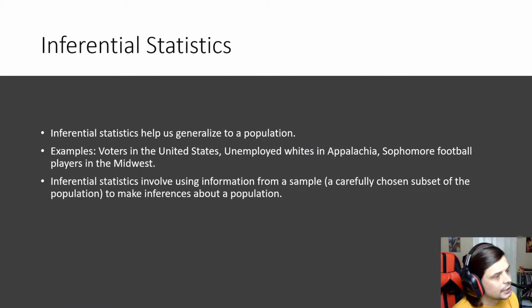Inferential statistics helps us generalize to a population. So voters in the United States, unemployed whites in Appalachia, sophomore football players in the Midwest, and so on. Inferential statistics then involve using information from a sample. Remember, sample versus population. Population is the whole pizza pie, and a sample is when you take a slice of that pizza pie. So population is your entire data set, and sample is a portion of that data set.